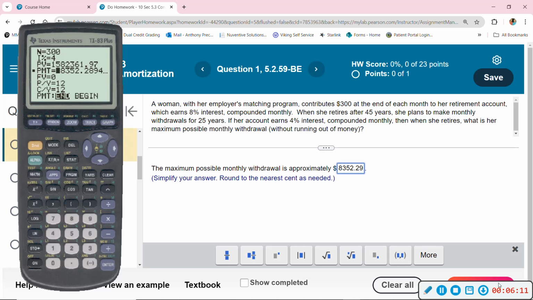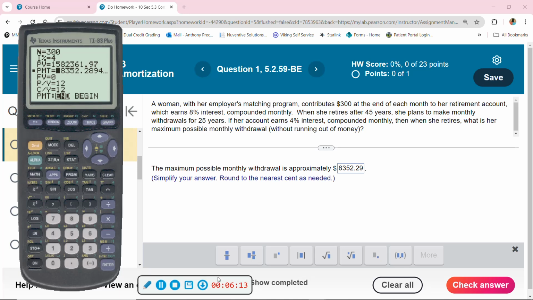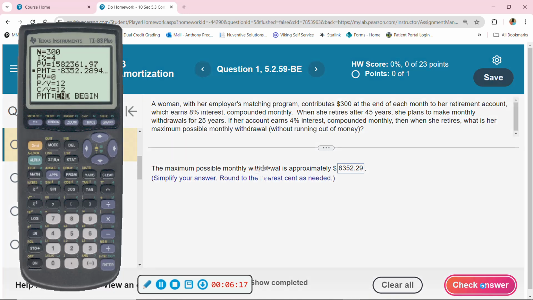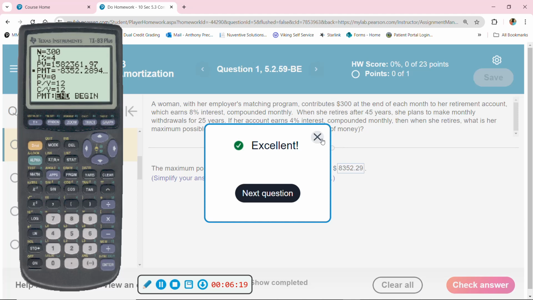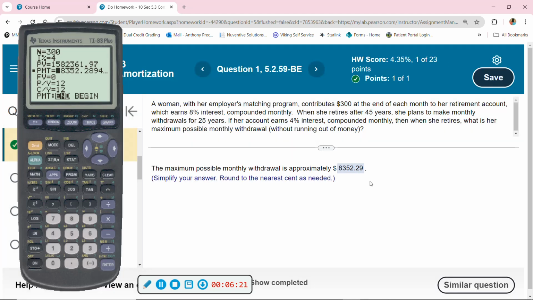$8,352.29. Let me move this so y'all can see where it says check answer. It's a very good problem. I guess we were fortunate that she didn't increase her payments or change the amount she contributed for 45 years. That would be a little bit messier if she did. But she's going to have a nice retirement.